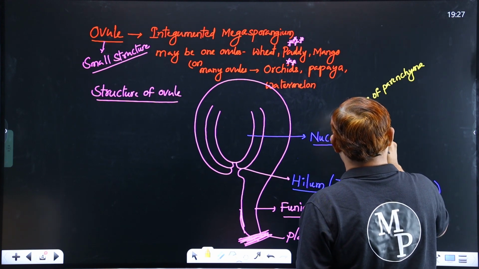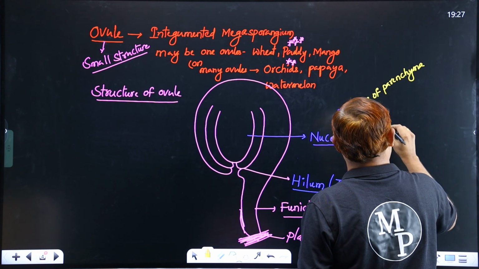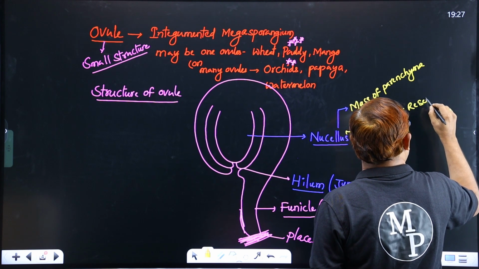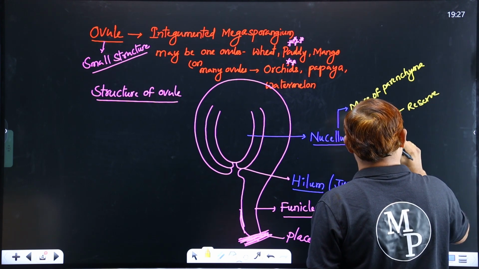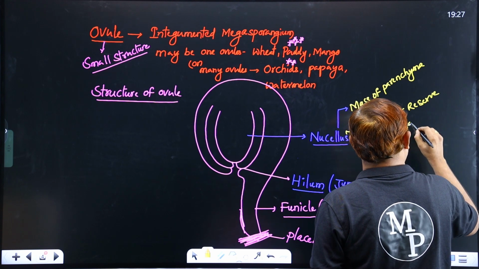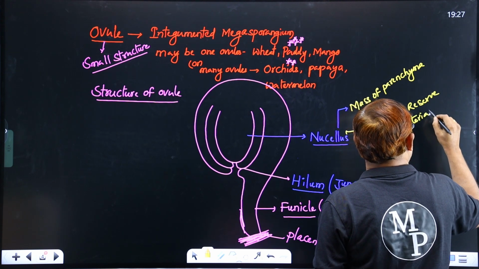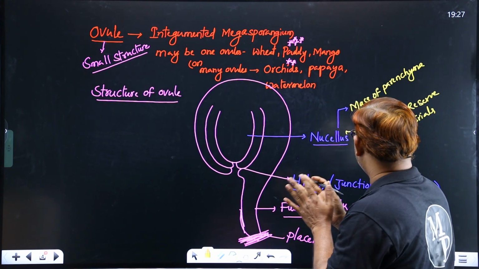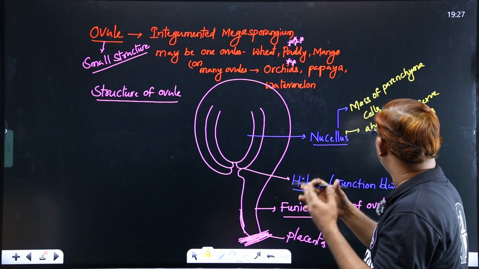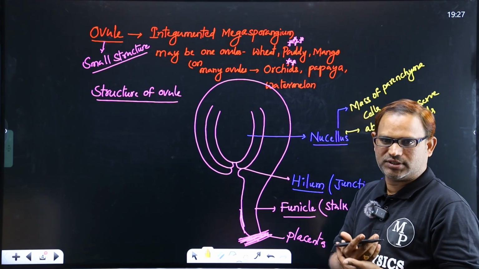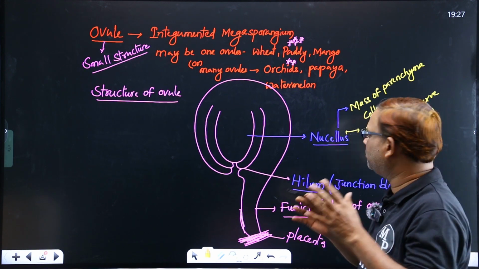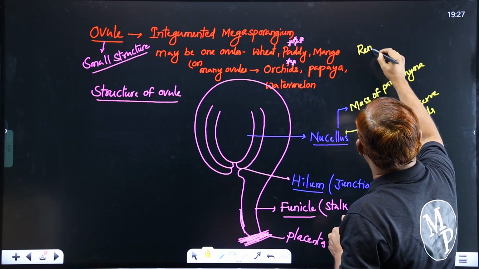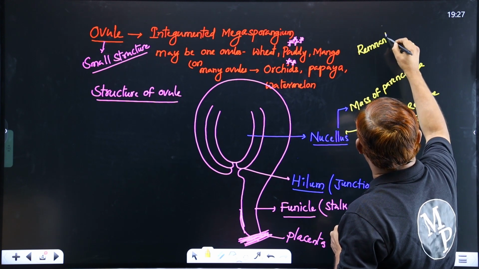Next, they have abundant reserve food materials. Abundant reserve food materials are present. Very important. This is the nucellus. Actually, the nucellus is completely consumed during the development of what? The embryo sac. But in some plants, the nucellus remains persistent. So that is called what? Remnant nucellus.